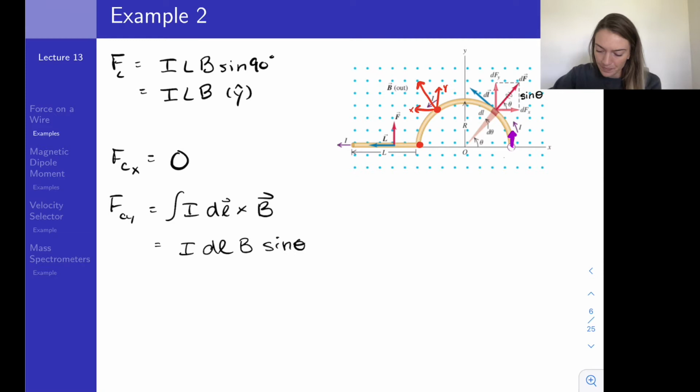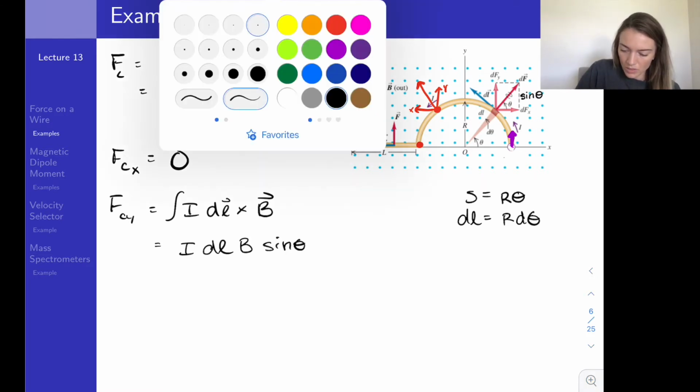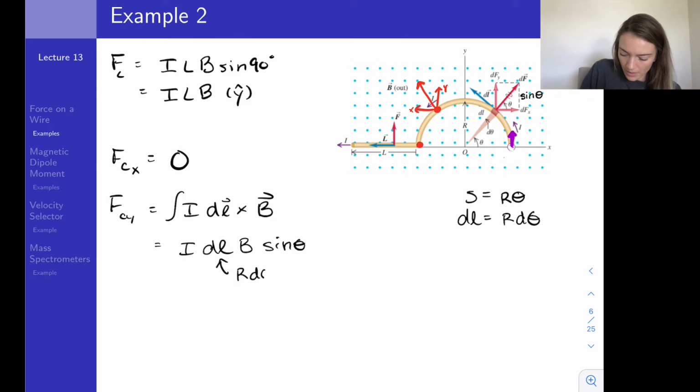What we can do is, dl is this little part right here. You can think of that as an arc length, and arc length is written as s, the radius of the circle times this angle theta here. You might have learned this in a geometry class. So this is how we write arc length. We can rewrite this dl as r d theta. When you write arc length with an s, that's analogous to our little dl there. So I'm going to replace this dl with r d theta.